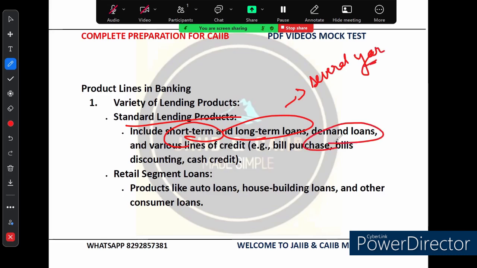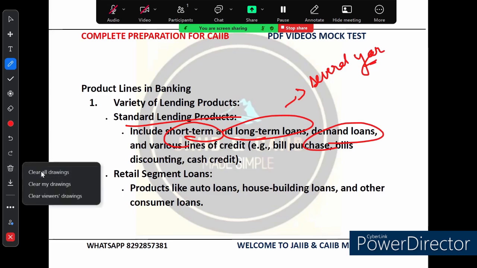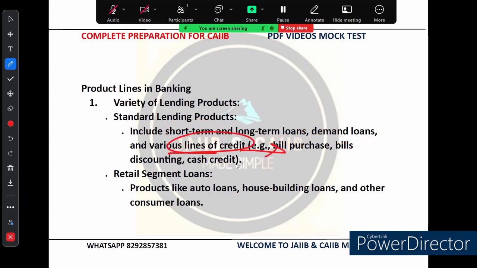Then there is something called a demand loan. Demand loans are those loans which can be recalled by the bank at any time. Then we have lines of credit, right? When I say lines of credit, what I mean is things like cash credit, bill purchase and bill discounting, where a business can borrow money up to a certain limit whenever they need, right?